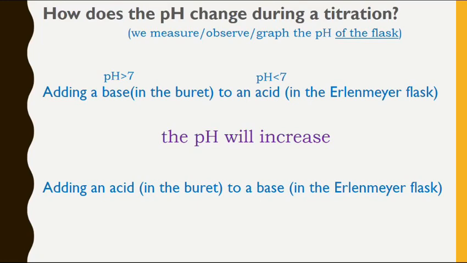Now, if I'm adding acid to a base, then my pH in the flask starts off bigger than 7, like a base, and I'm adding more acid, which has a pH of less than 7. That will cancel out my base, making it go closer and closer to 7, and then once I have more acid in there, it's of course going to dip lower than 7. So if I'm adding the acid to the base, then the pH will decrease. So there are always technically two different situations that can happen with the exact same acid and base, just based on how you put them into our equipment.